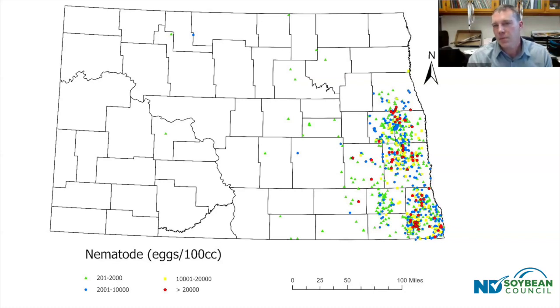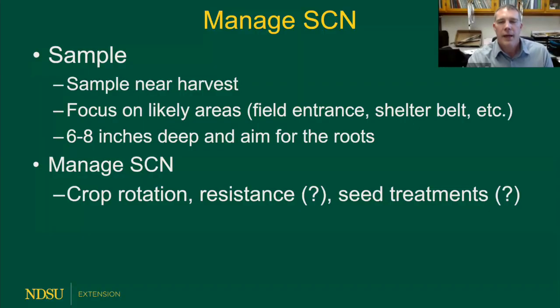I would expect the density to be very, very limited in that, but that will change. Okay, so with SCN, what do you do about this? So you've got a couple things to keep in mind. The first thing that I would recommend is you should sample. And the way you would sample for SCN is the same in soybeans or dry beans. Wait till about harvest time.